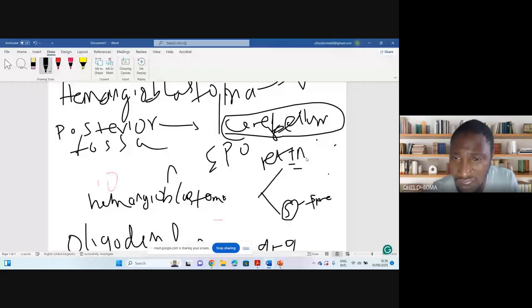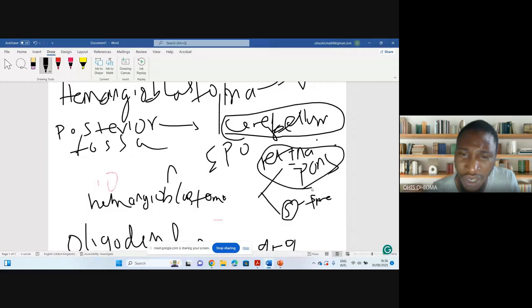You can find it in the pons. It's one tumor that you can find anywhere. You can find it in the spine. I'm not joking, I'm not kidding you guys. You can actually find it in the spine.